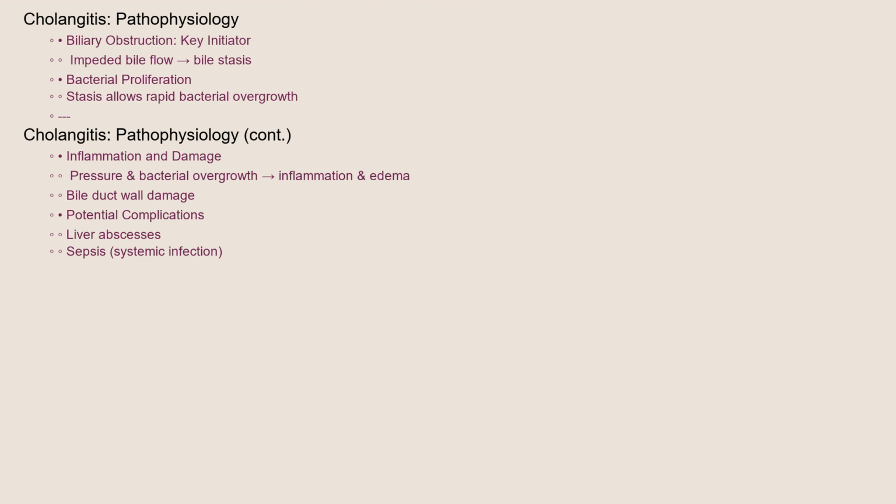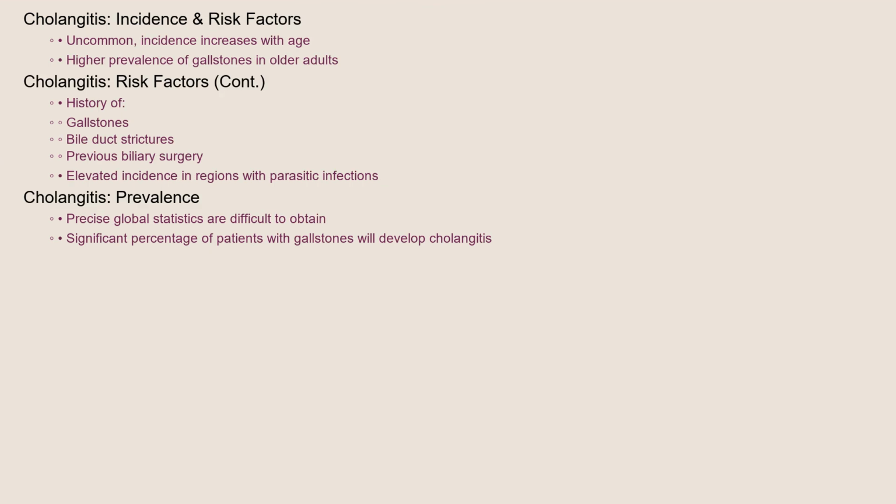In severe cases, this inflammation can spread to the liver, causing liver abscesses, or into the bloodstream, resulting in sepsis, a life-threatening systemic infection. Cholangitis is not a particularly common condition, but its incidence increases with age, reflecting the higher prevalence of gallstones in older populations. Individuals with a history of gallstones, bile duct strictures, or previous biliary surgery are at increased risk. The incidence may also be elevated in regions where parasitic infections are more prevalent.